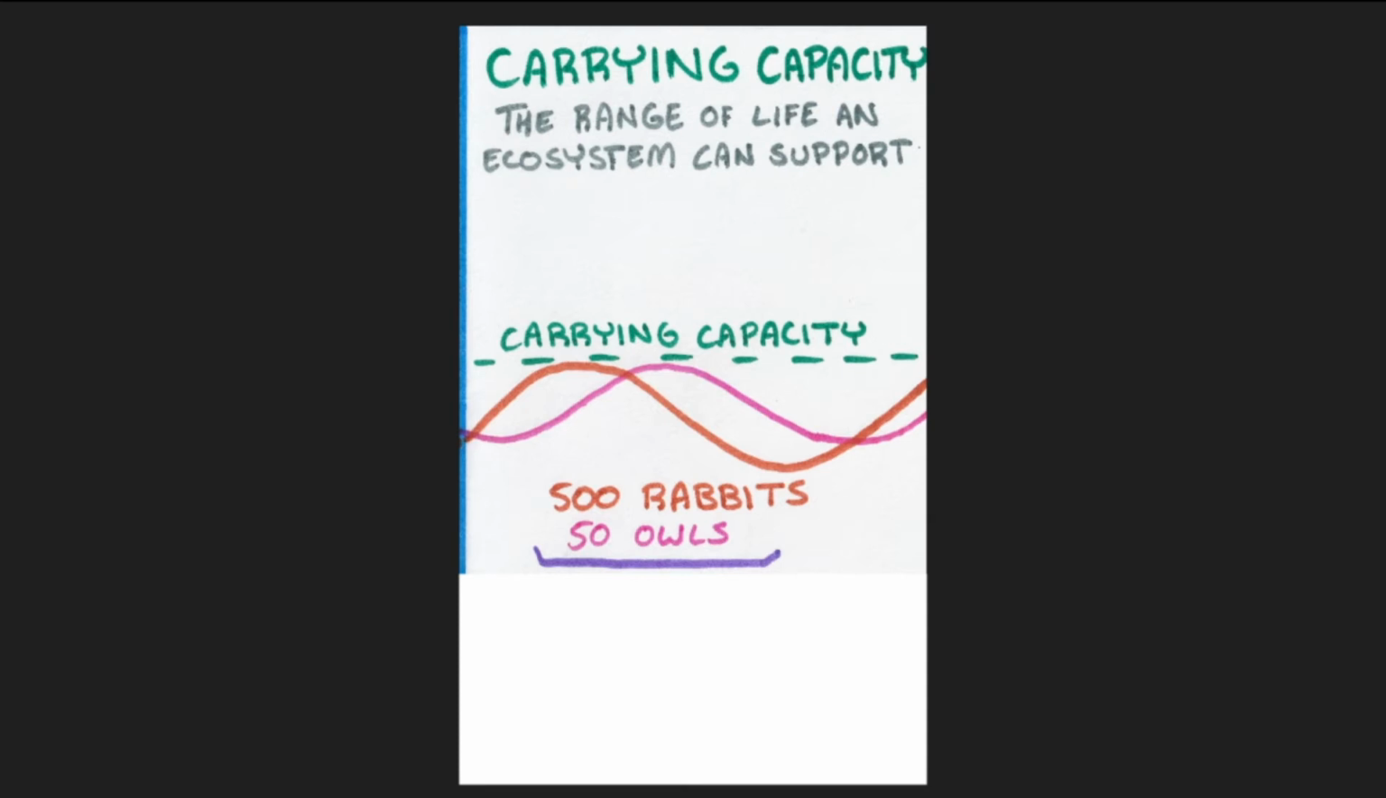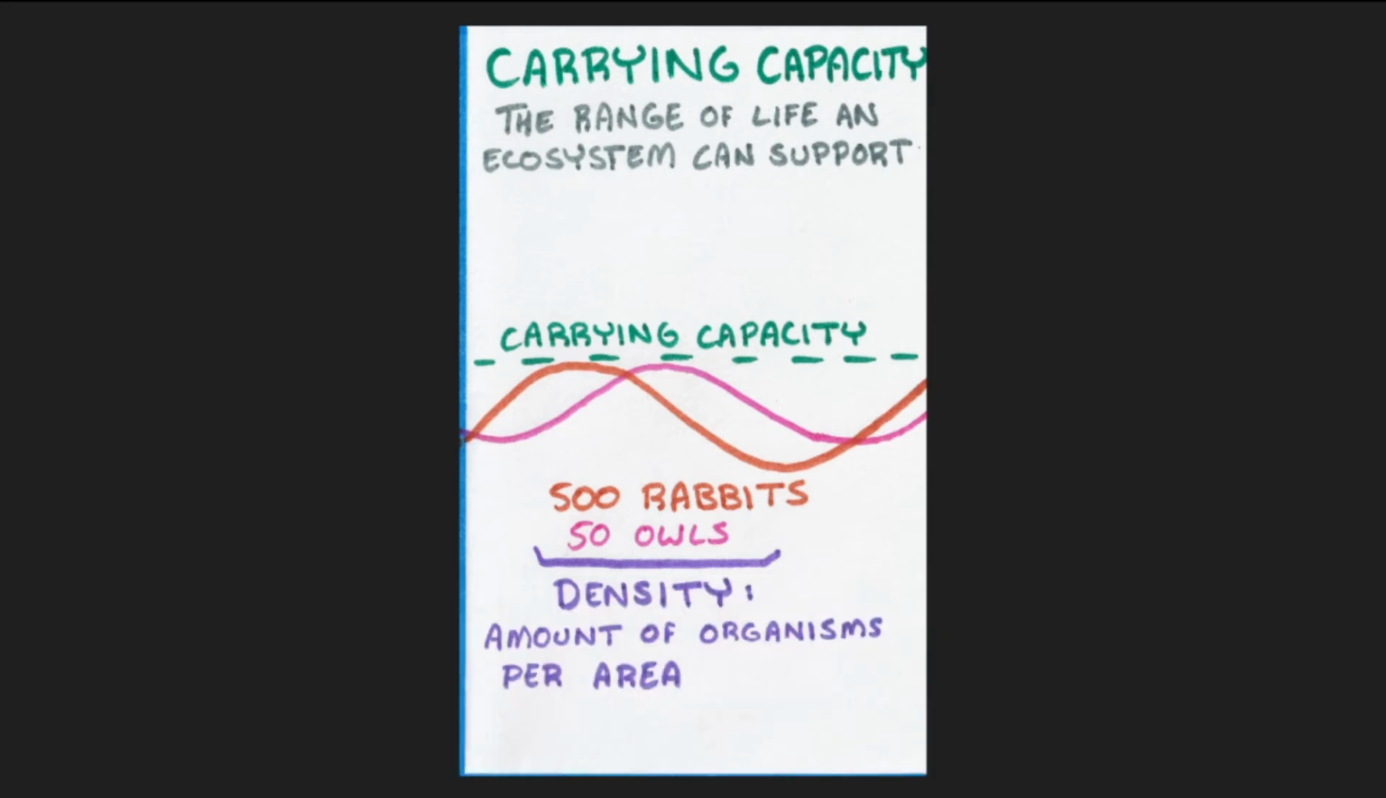Now you may say, hey, that can't be true. There can't be 500 rabbits and there can't be 50 owls. The lines are the same place on the same graph. Okay, well, yeah, it's a representation. If there were 500 owls in a forest, that would be rather terrifying. So the concept of how many organisms there are in an area is the idea of density.